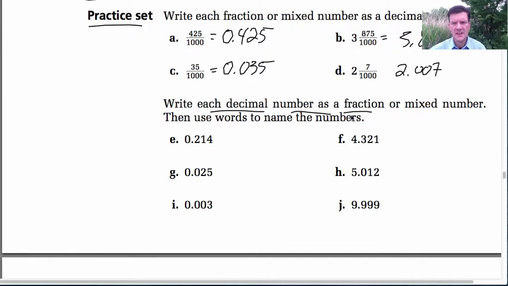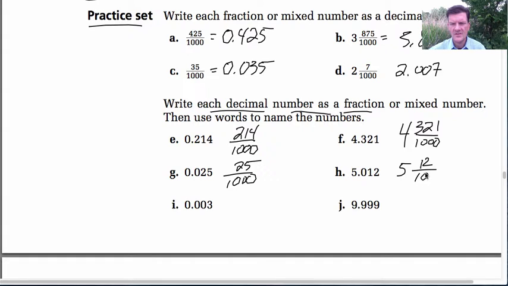Write each decimal number as a fraction or mixed number, then use words or names to name the number. So this is going to be 214 over 1,000. This is going to be 4 and 321 thousandths. This is 25 thousandths. This is 5 and 12 thousandths. This is going to be 3 thousandths. And this is going to be 9 and 999 thousandths. Notice all of these are taken out to the nearest thousandth. 3 decimal places to the right of your decimal point. Okay?